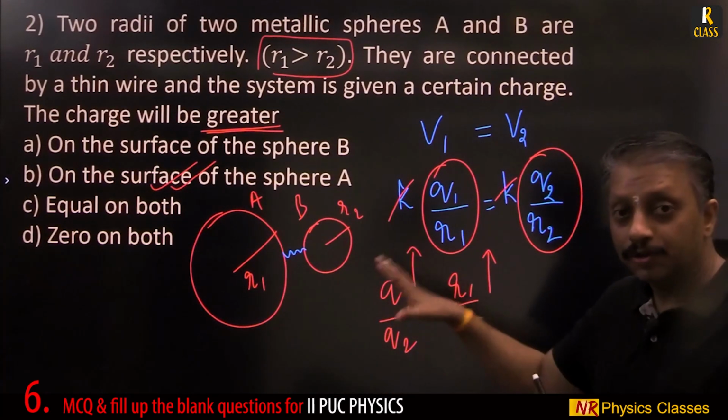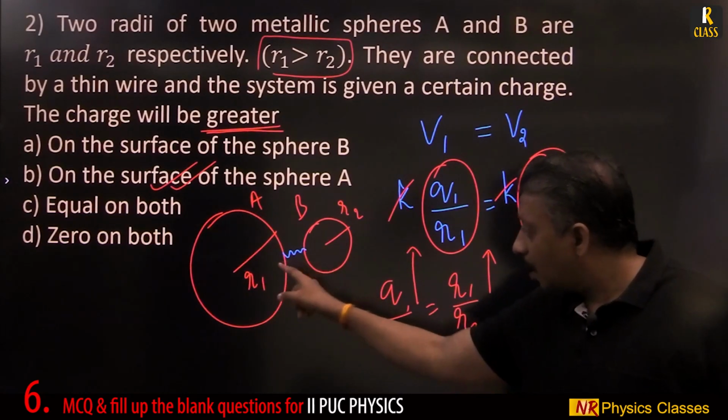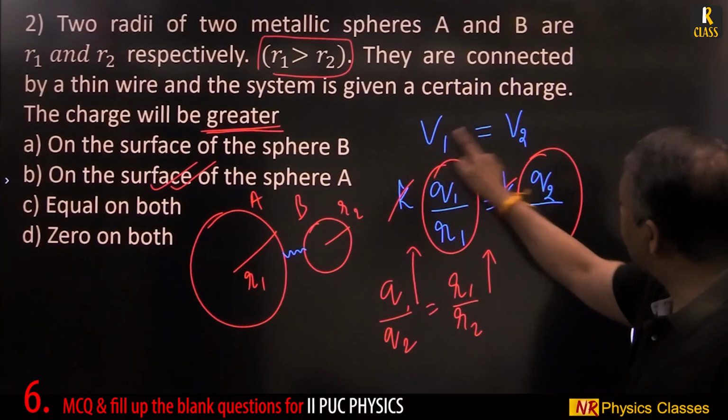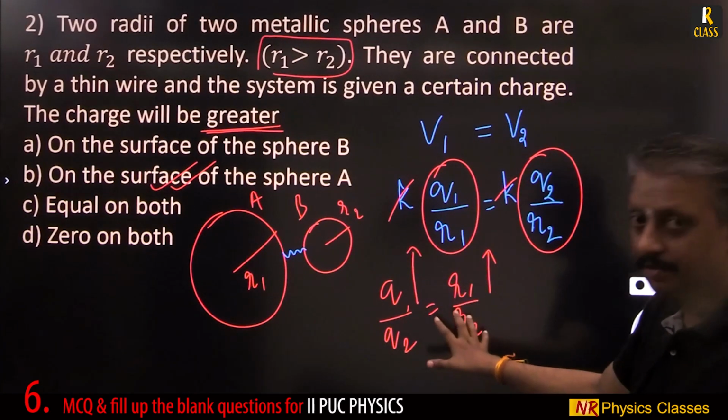Option B. How to solve? Connected by a wire means these two spheres will be at the same potential. So equate potential to potential and then proceed.